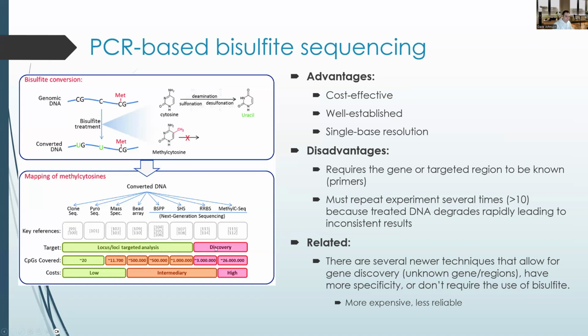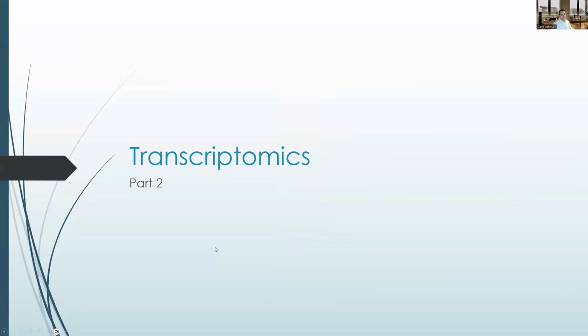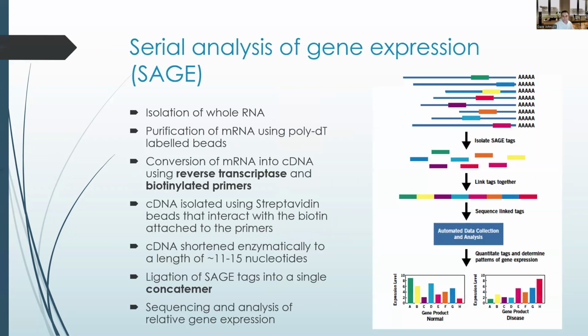All right, so the next field of genomics we'll talk about is transcriptomics. In other words, we're looking at transcripts. We're looking at what happens following transcription. All right, what is the abundance of this particular gene being expressed? The first technique we'll talk about is called serial analysis of gene expression, which gets abbreviated as SAGE.